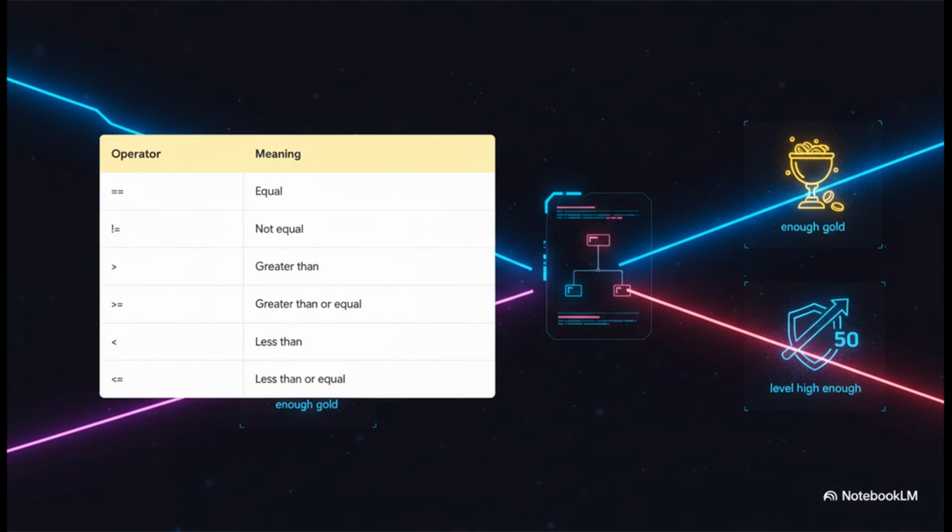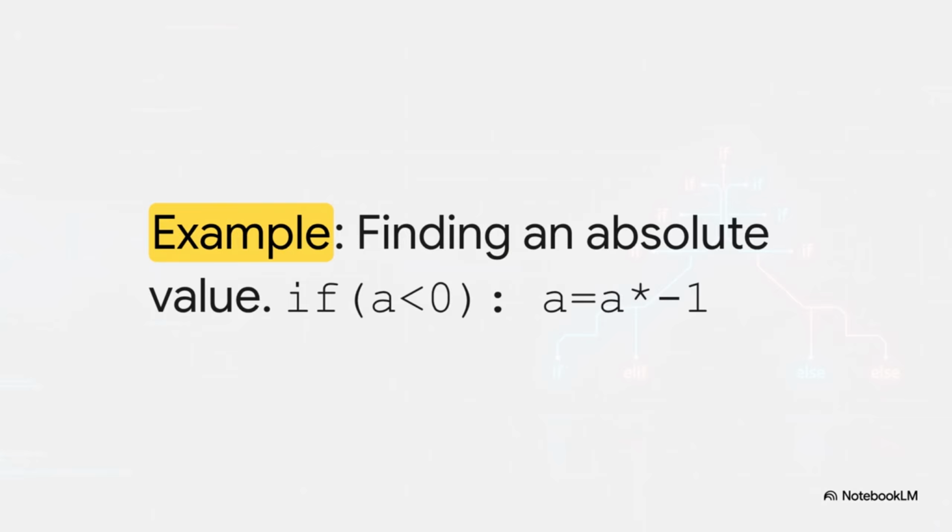Now, these conditions aren't just for simple true or false things. We can get a lot more specific. We can use what are called comparison operators to check numbers. Is something equal to, not equal to, greater than? This is exactly how a game decides if your level is high enough to enter a dungeon, or if you have enough gold to buy that shiny new axe. So right here, Python is doing a quick check. Is the player's level greater than or equal to 10? If it is, great, you get the message. If not, well, just like before, nothing happens.